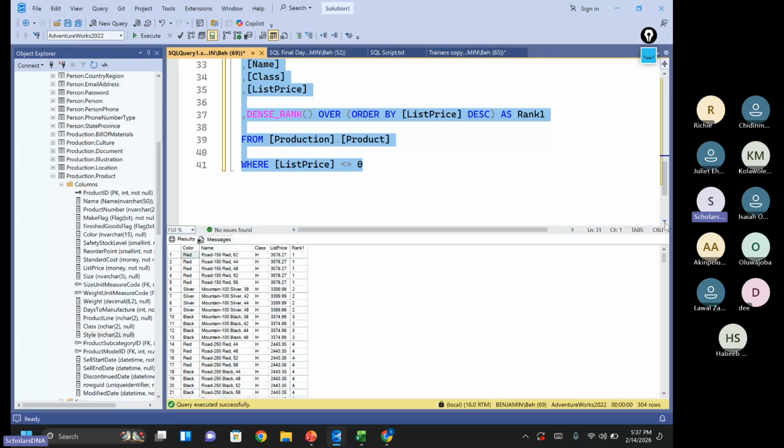The third person can be called second. Or two people can come out first with the same scores, and the next person will be second. Or the next person will become third. So that's the difference between dense rank and rank. Is there any question?